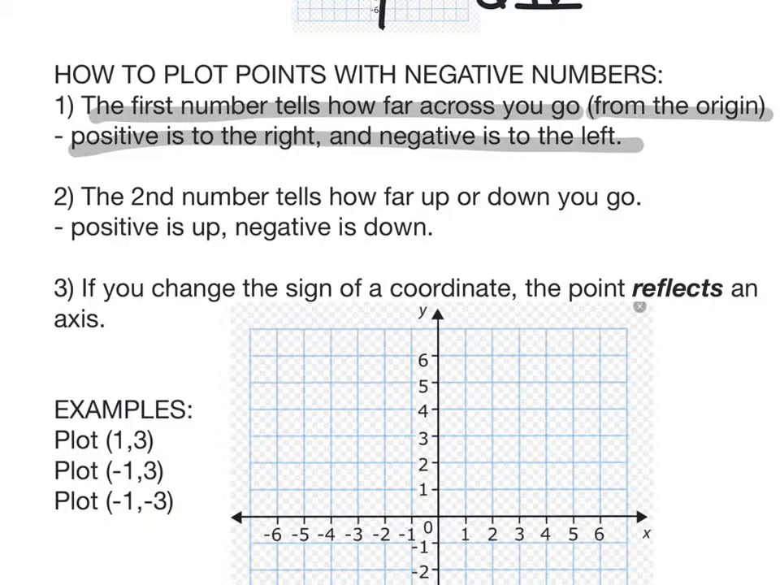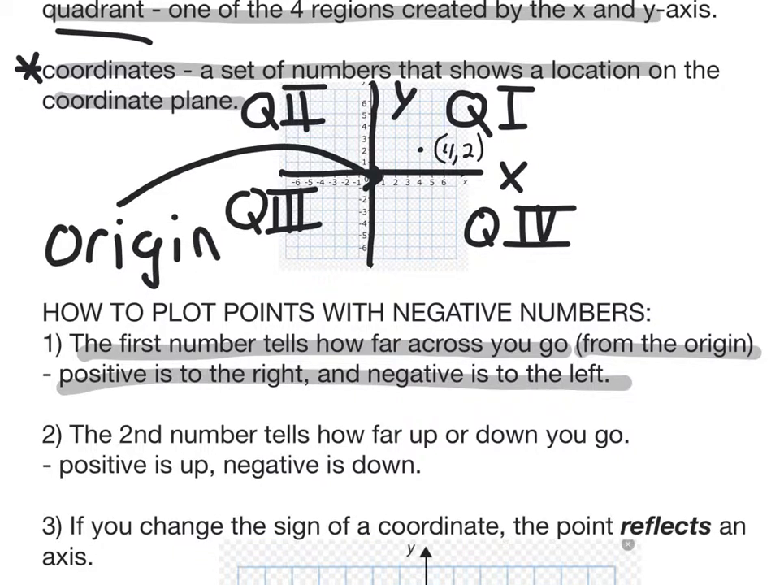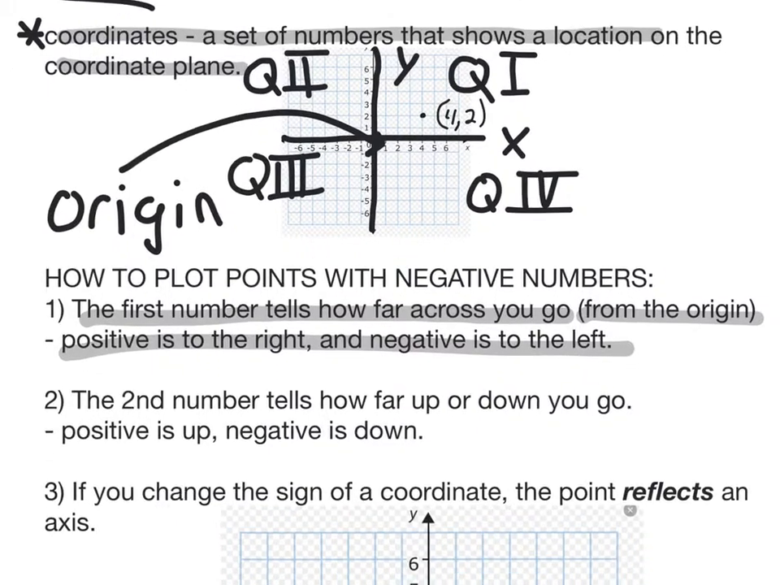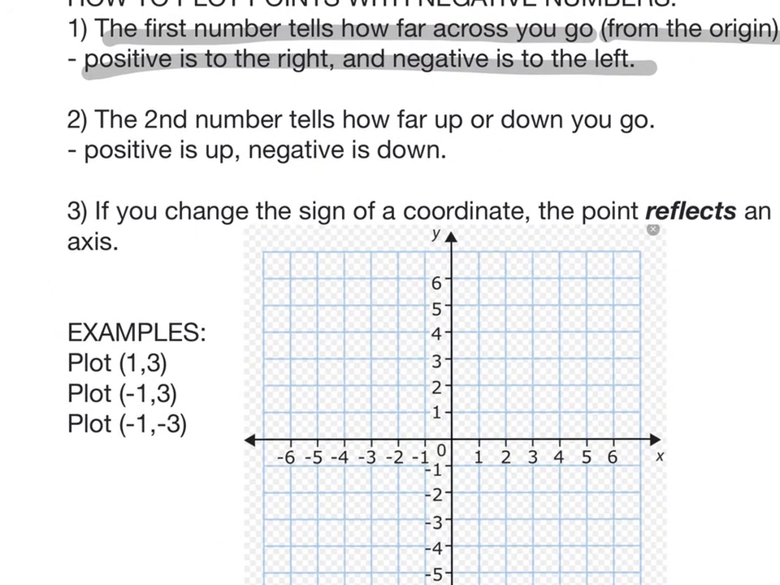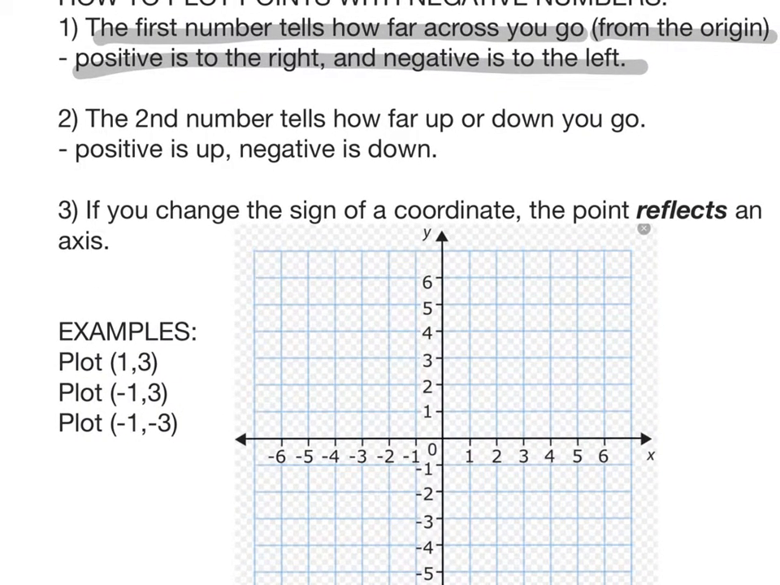So origin, let's take another look at our graph, our coordinate plane. The origin is right there. It's right in the center. We call that the origin. The word origin means beginning. And that's where you begin anytime that you graph a point. Okay. So, first number tells you how far across you go from the origin. Positive is to the right, and negative is to the left.